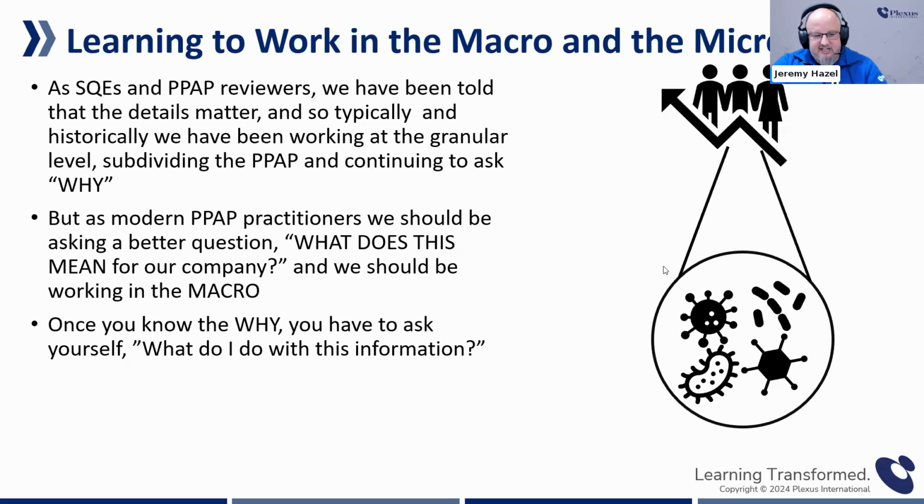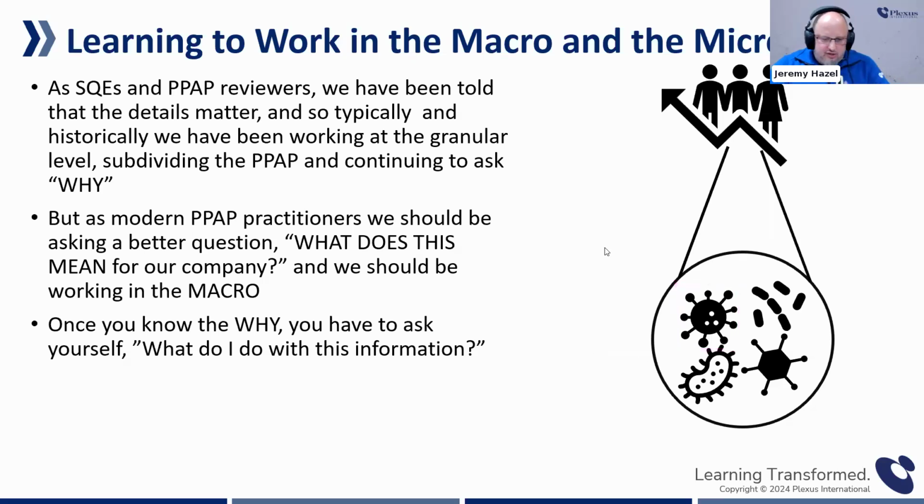Now, this next piece, and I realize we're going to be close on time, so I'm almost done. With the SQEs that I've had a chance to work with in the past, we know that the details matter. Traditionally, your SQEs work at a more granular level, and they continue to ask why. We're geared for that across the entire industry: the 5 Whys, we'll ask why until we get down to this molecular level of stuff.